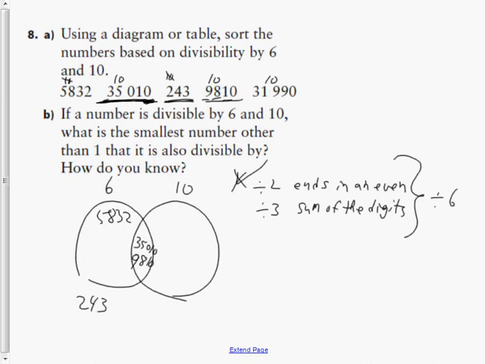And the last one, it's divisible by 10. It's also divisible by 2, but I'm not sure about 3. So 3, 4, 4 and 18 is 22. 22 is not divisible by 3, so therefore it is only divisible by 10 and not by 6.